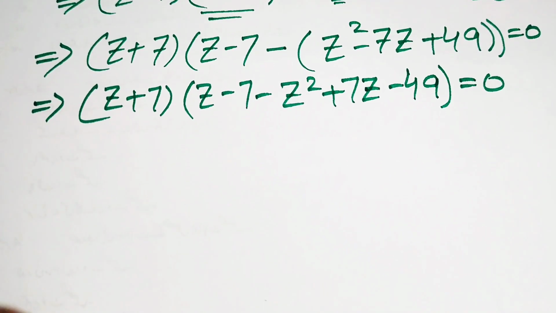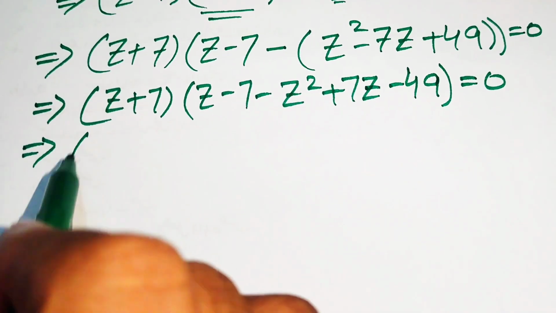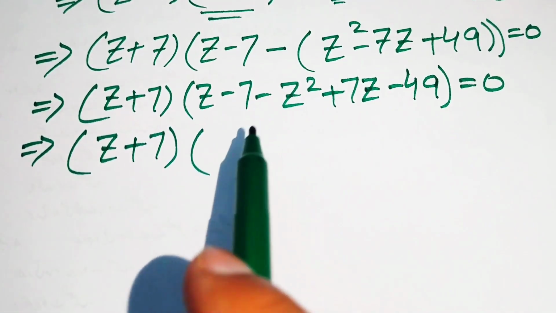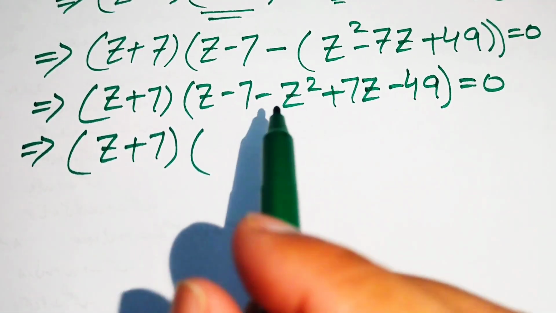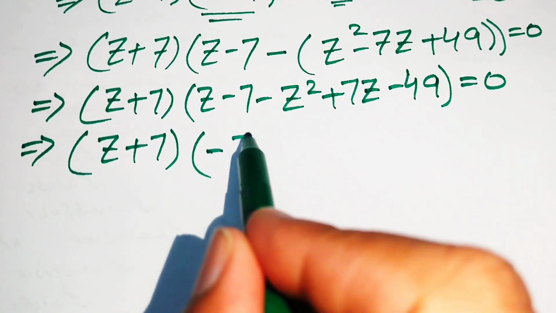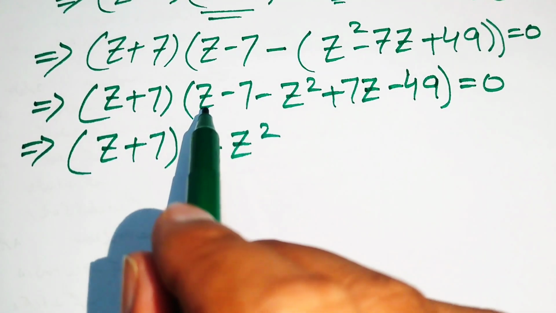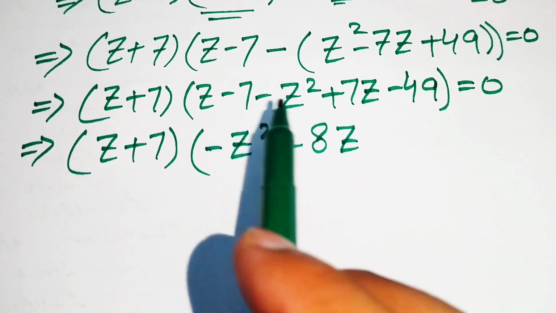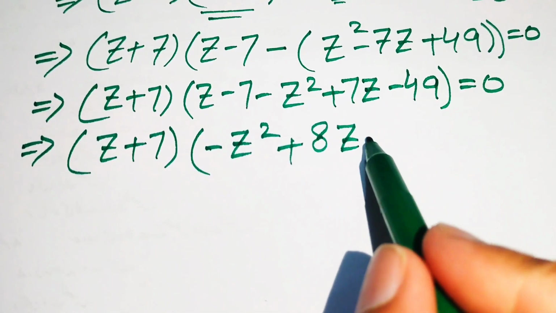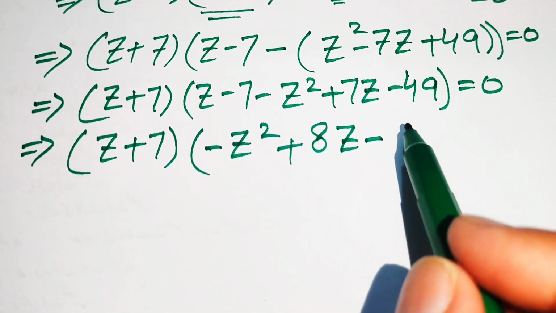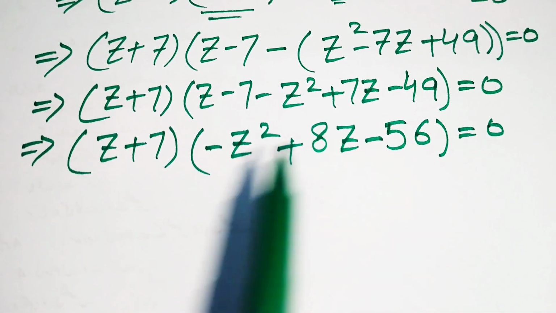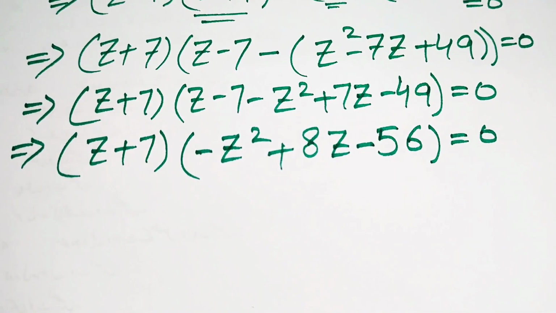So in the next step here we have z plus 7 times of, here we add or subtract the like terms. So first we write the minus z square, and after that we have z plus 7z equals to 8z, and minus 7 minus 49 equals to minus 56, and this whole equals to 0.